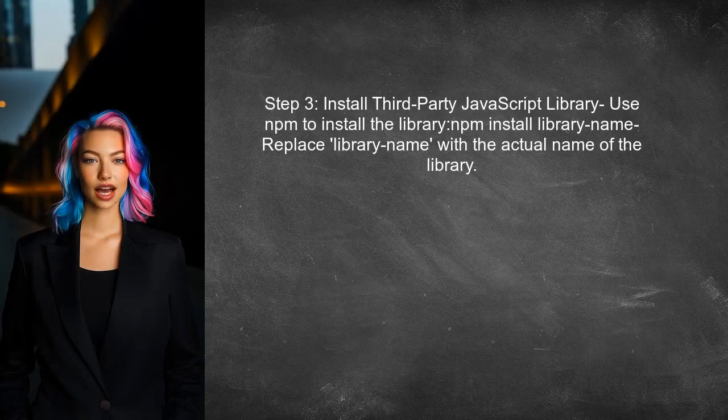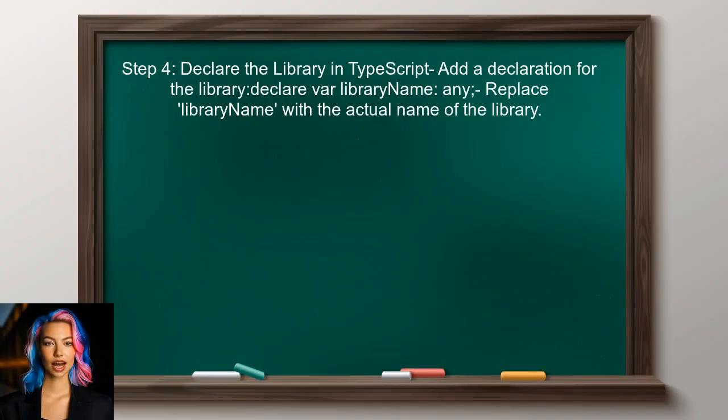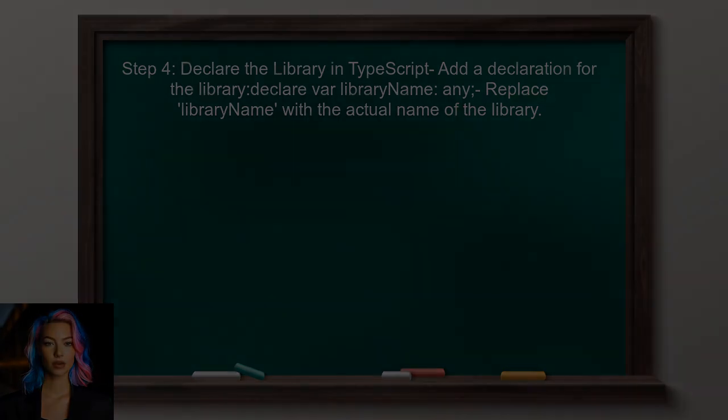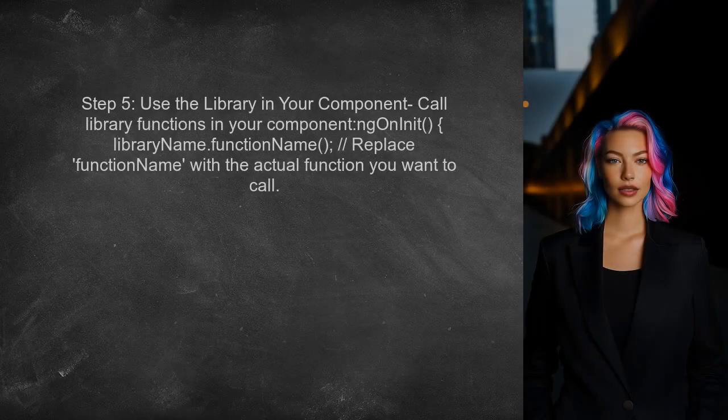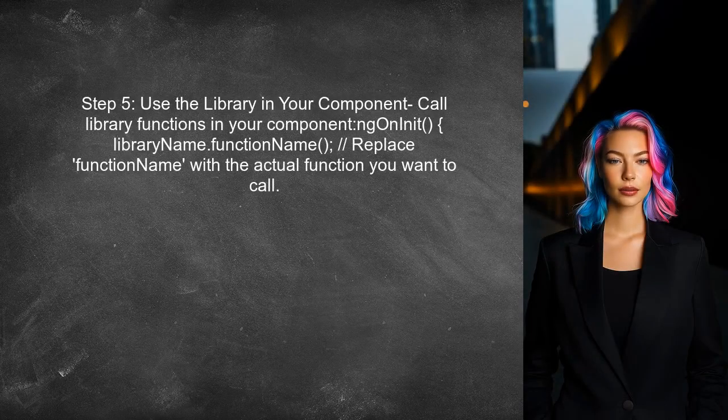Now, let's discuss how to integrate third-party JavaScript libraries in Angular using TypeScript. The user should first install the library using npm. After installing the library, the user should declare it in the TypeScript file to avoid any compilation errors. This can be done using a declaration statement. Finally, the user can use the library in their component. They should ensure that the library is loaded and then call its functions as needed.